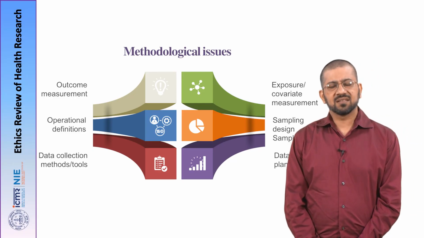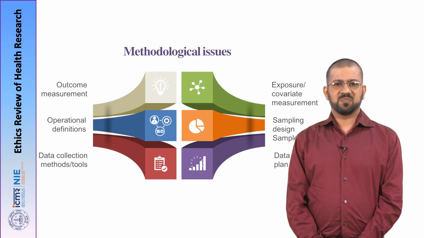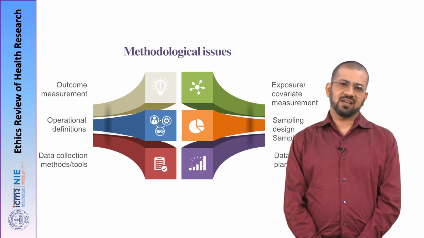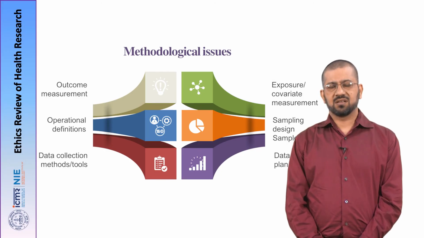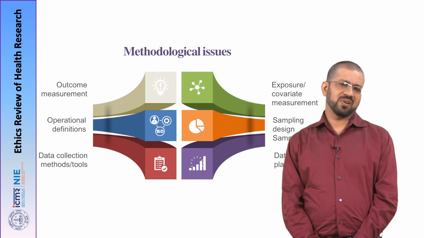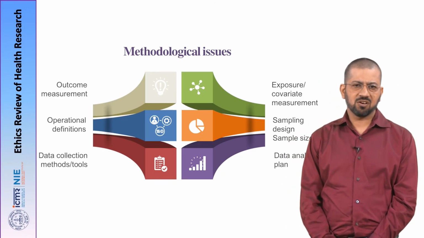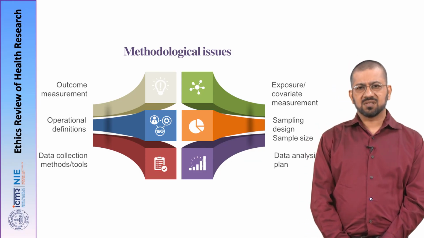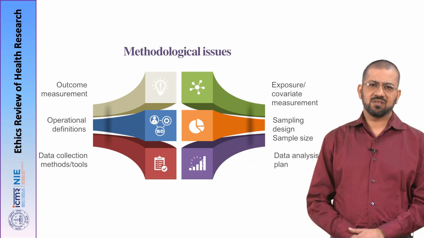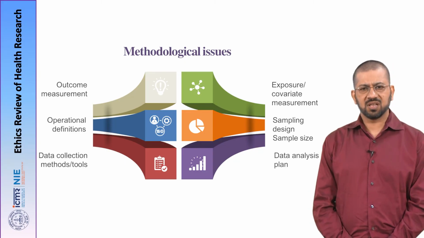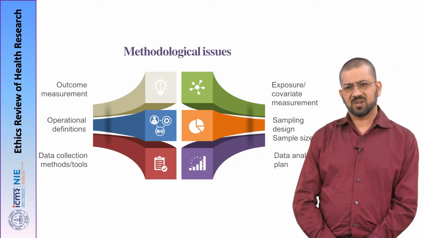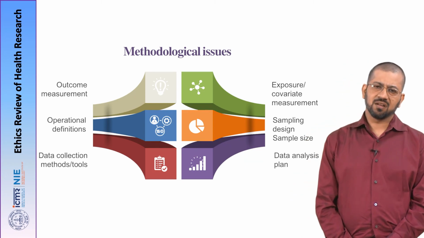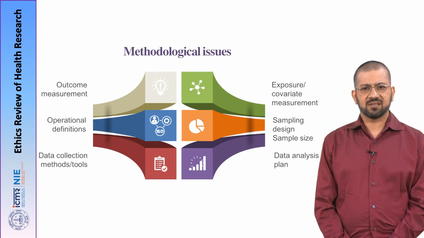The investigator needs to clearly spell out how the data is going to be collected. Is it going to be interviewer based? Is it going to be observations? Is there going to be abstraction of data from other records? What are the tools, the questionnaires, the schedules, the data collection forms? What is the information that is going to be collected? Who is going to collect it? What is going to be the frequency, etc.